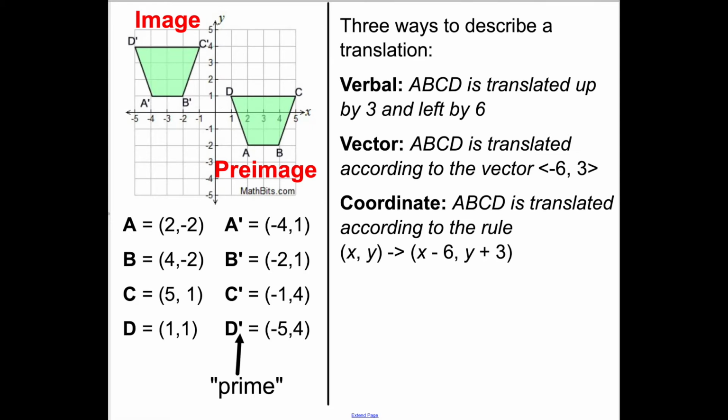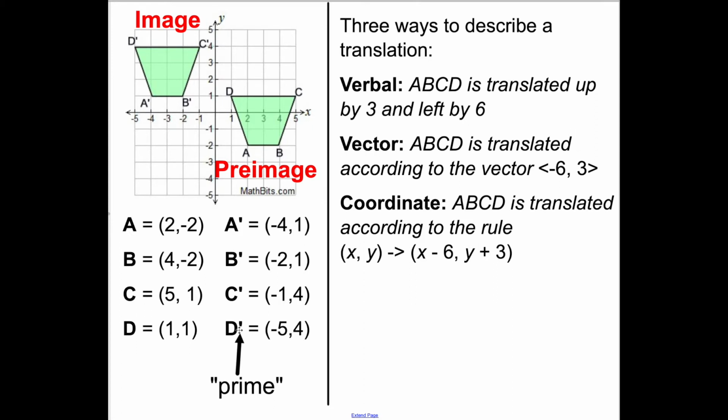As you can see here, we have the pre-image A, B, C, D, and in this case it is translated both up and left to create the trapezoid A prime, B prime, C prime, and D prime. This little tick mark almost at the end, we call that prime, and it is used to differentiate between the shape before the translation or transformation has occurred, and the final result. It doesn't only have to be a translation, as we'll see. When it does not have the prime, that is the pre-image. When it does have the prime, that is the image.